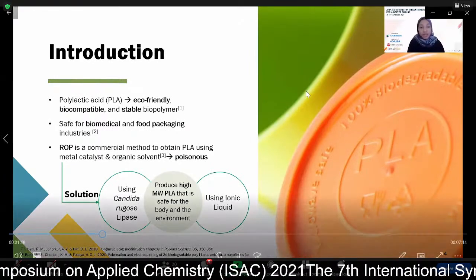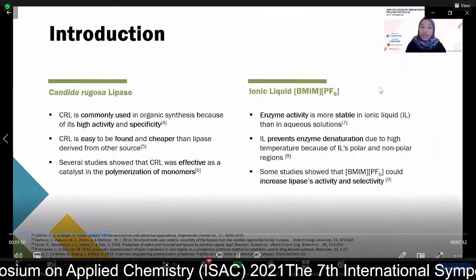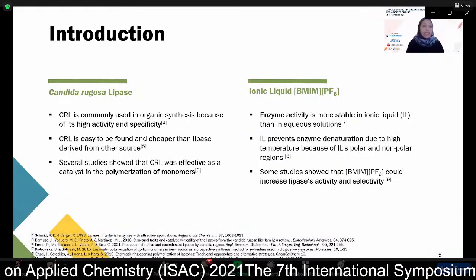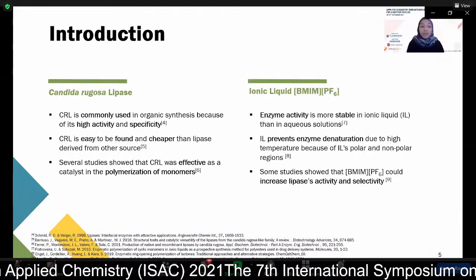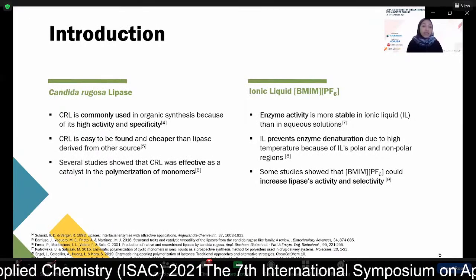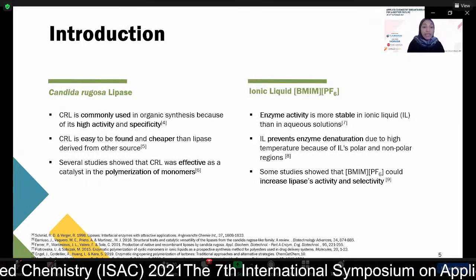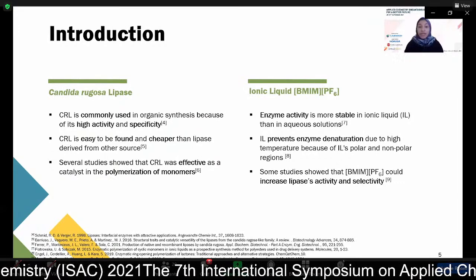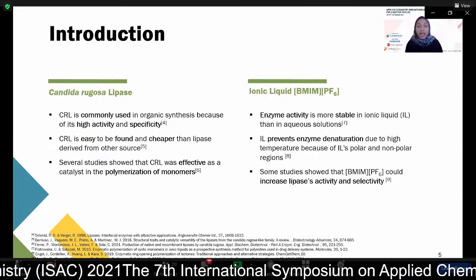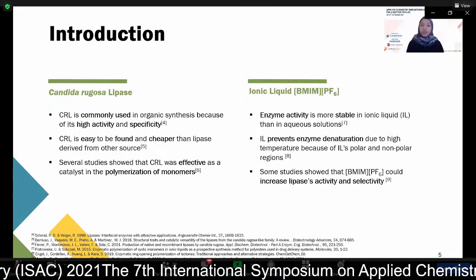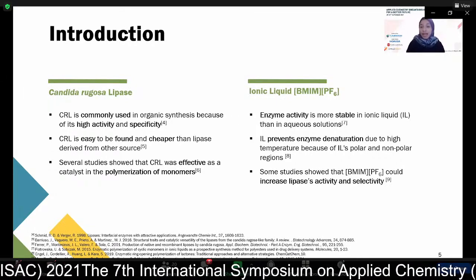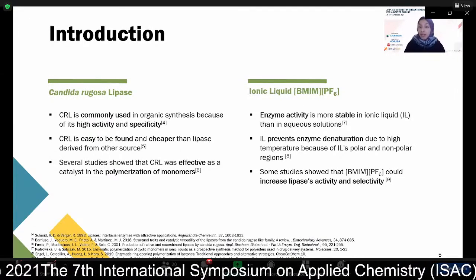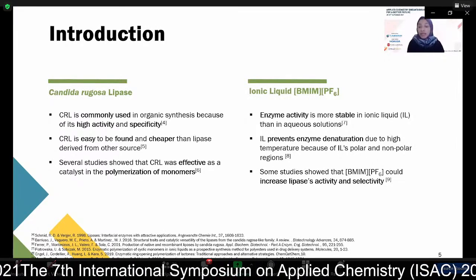Candida rugosa lipase is commonly used in organic synthesis because of its high activity and specificity. It is also easy to find and cheaper than lipase derived from other sources. Several studies showed that CRL was effective as a catalyst in the polymerization of monomers. The ionic liquid is a promising alternative solvent because it maintains the enzyme activity and stability, and it also prevents enzyme denaturation due to high temperature because ILs have polar and non-polar regions. Some studies showed that BMIM PF6 ionic liquid could increase lipase activity and selectivity.